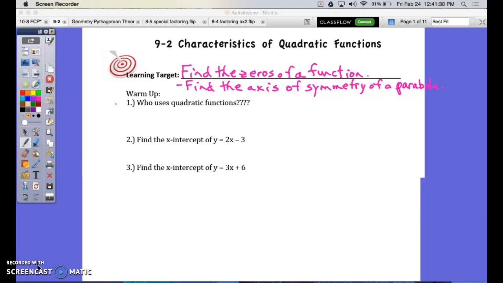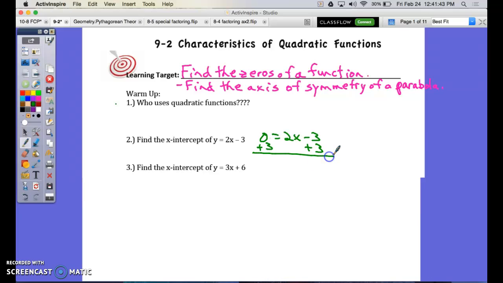Quick warm-up for the intercepts. This goes back to section 5.2, if you recall. Finding an x-intercept, if you recall, we plug in 0 for y, and then we solve our equation for x. So I would add 3 to both sides and divide by 2. And I would see that my x-intercept would be 1.5 or 3/2.